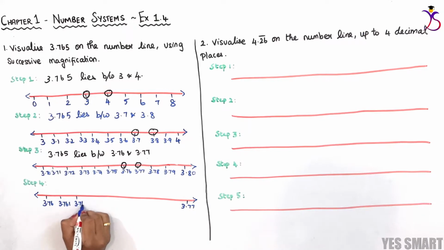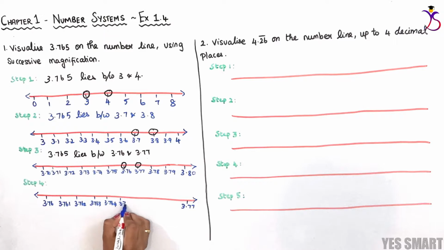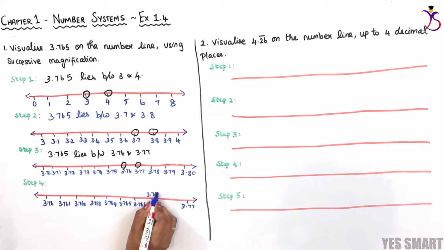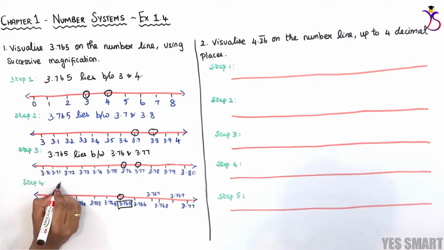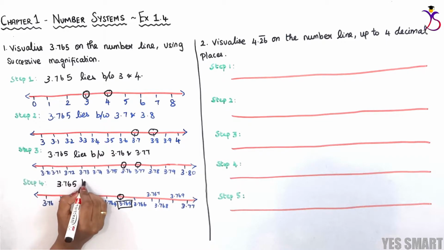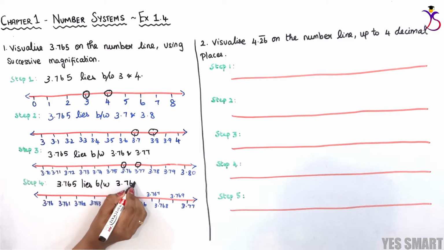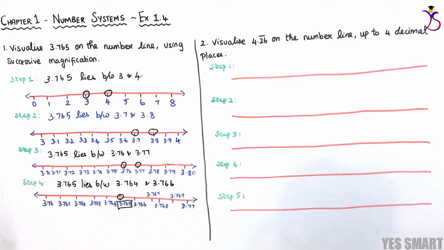3.761, 3.762, 3.763, 3.764, 3.765, 3.766, 3.767, 3.768, 3.769. In order to avoid presenting it clumsy, I have written the numbers on the top. Now in this number line, we can find the value 3.765. Here it is. So this is the procedure to do a successive magnification. 3.765 lies between 3.764 and 3.766.